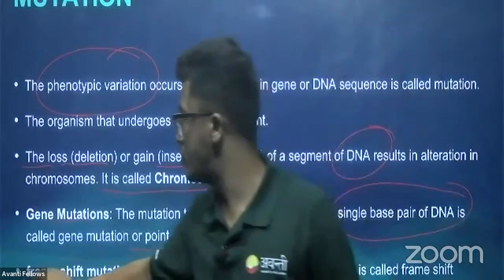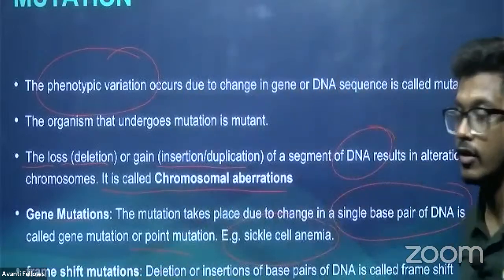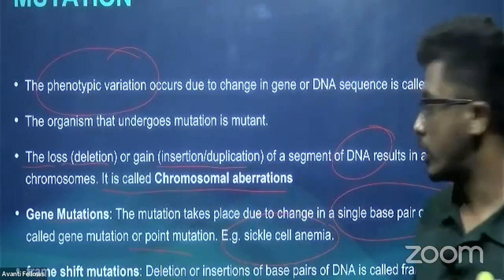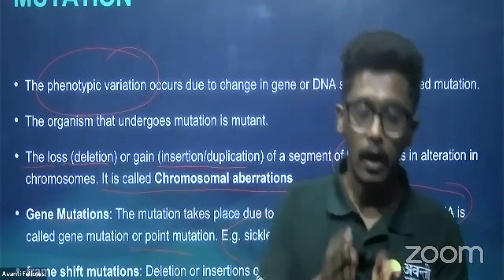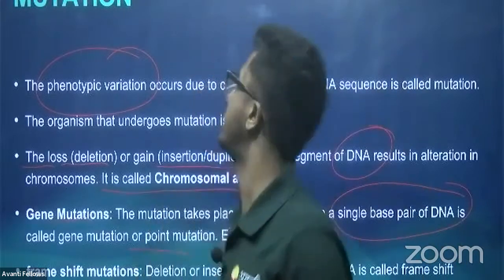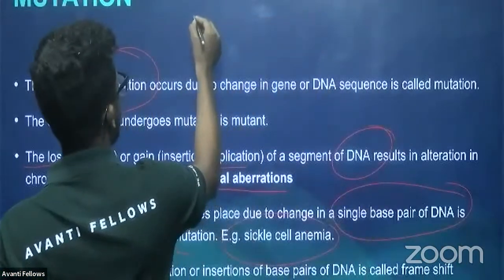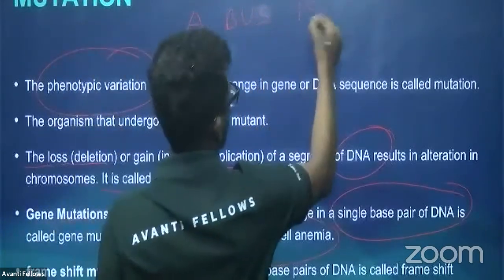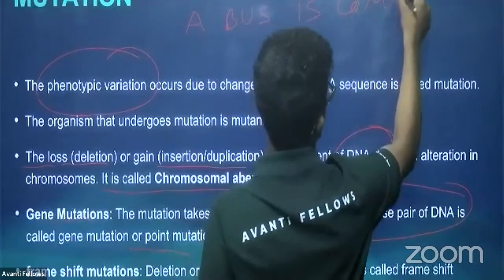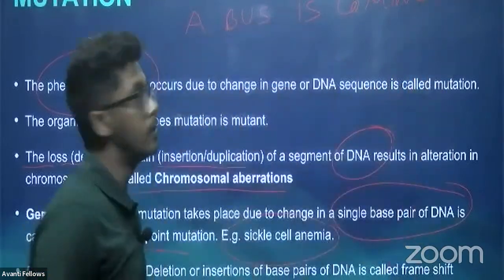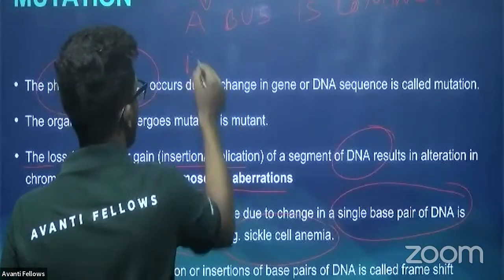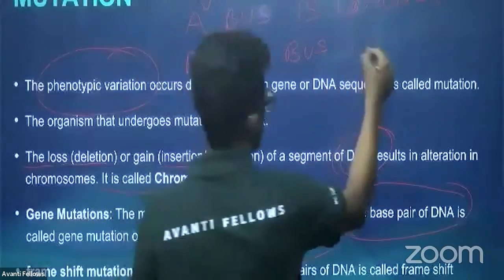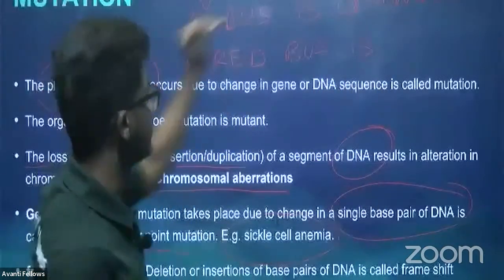The next one is a frame shift mutation. In a frame shift mutation, a whole frame, a sequence of base pairs of a gene, is either deleted or inserted. So what will happen? A reading frame will be there. Let's say that you have: a bus is coming. Now you put red here: a red bus is coming.